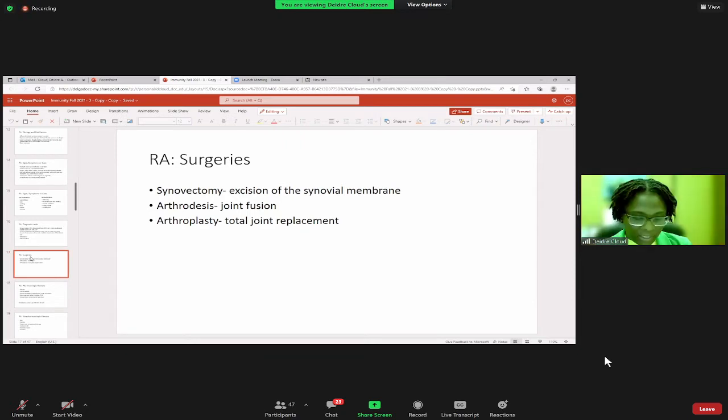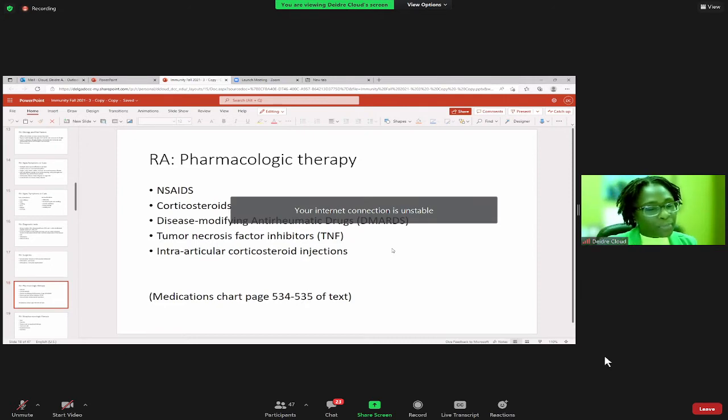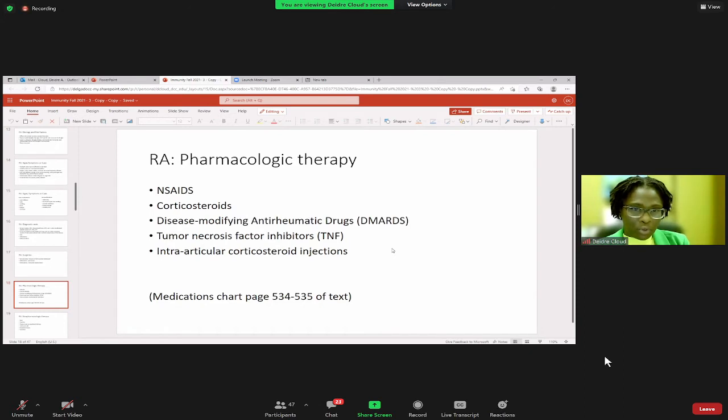We all know about the NSAIDs. All right. So what about your DMARDs and tumor necrosis factor inhibitors? What do we know about those medications?